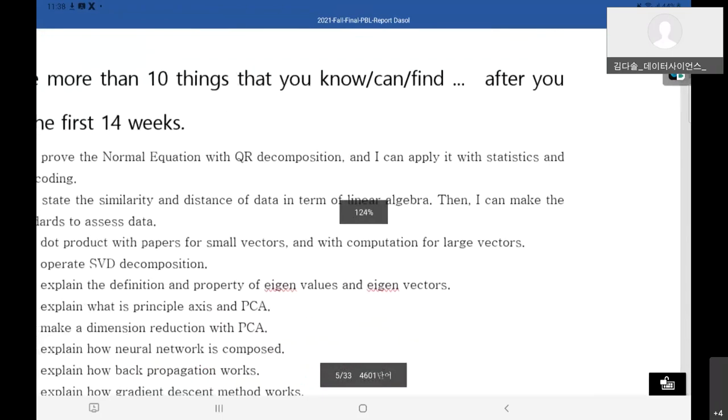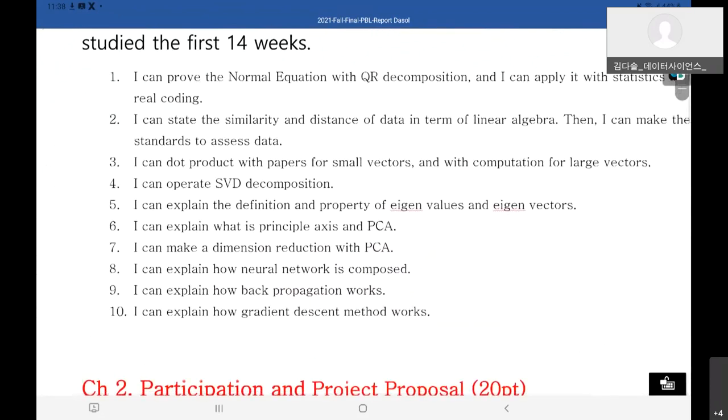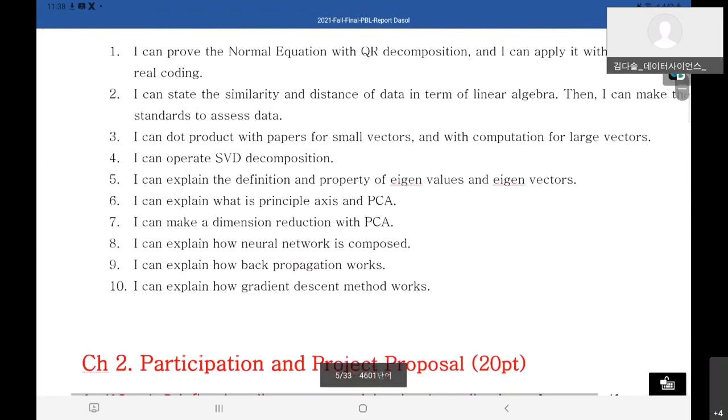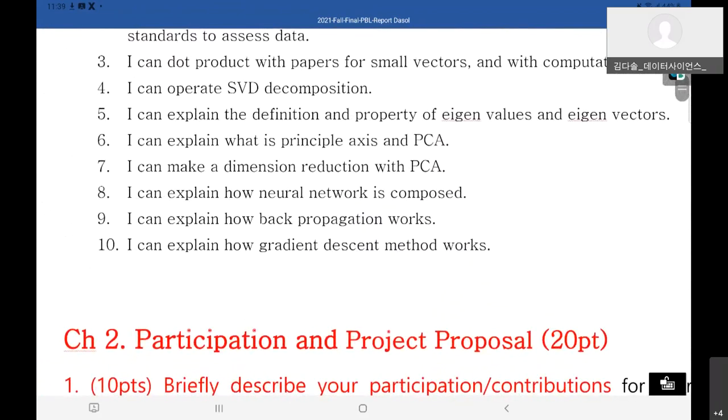And these are the 10 things I know and I learned. Five things are in the midterms, and the other five are about the PCA. I can explain what the principal axis is in the PCA, and I can make a dimension reduction with the PCA algorithm, and I can explain how a neural network is composed.